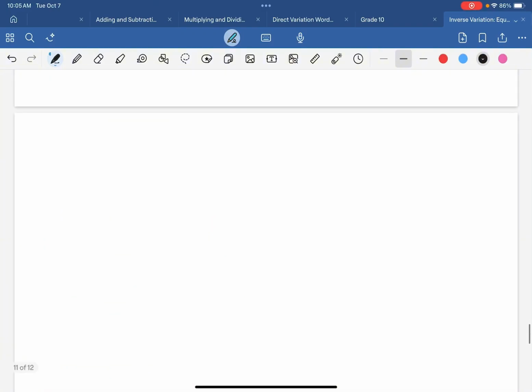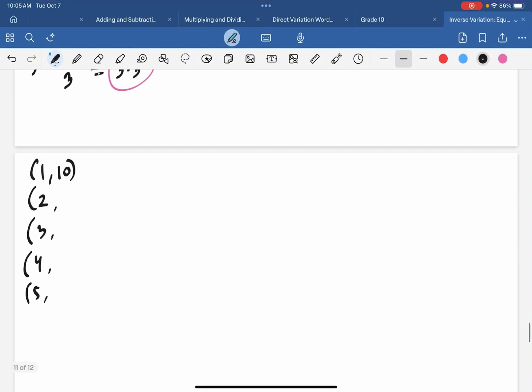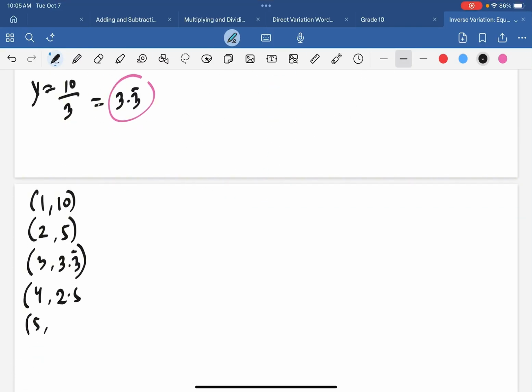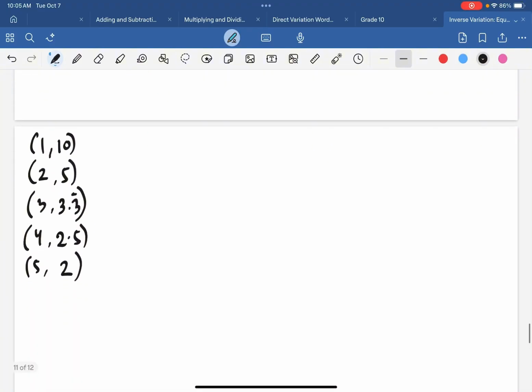Going back, we have pairs. 1, 10. For 2, we have 5. Next is 3.3 repeating, 2.5, and 2. So based on this, actually we could still use 0 and other numbers going to the negative side, but let's just try this.